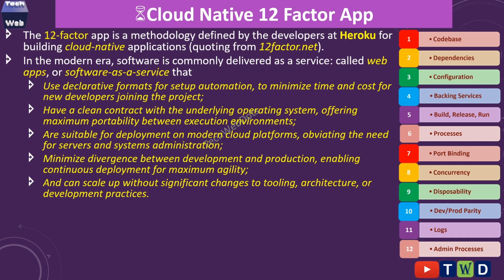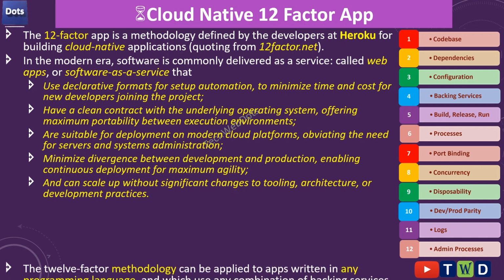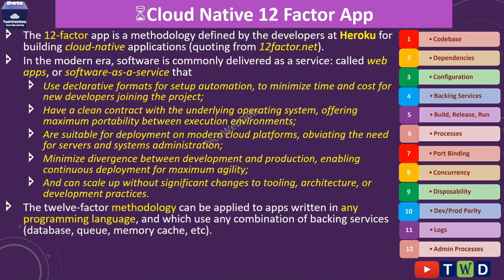It means we need less administration over there, and minimize the divergence between development and production, enabling continuous deployment for maximum agility. And the last one is we can easily scale, right, without making significant changes in the tooling and deployment practices. Okay, so 12 factor methodology can be applied to an application written in any programming language and which uses any combination of backing services, for example database, queues, memory cache, http, or any other type of services.